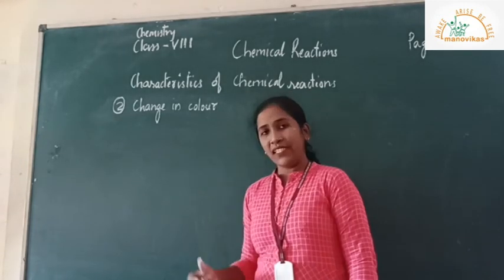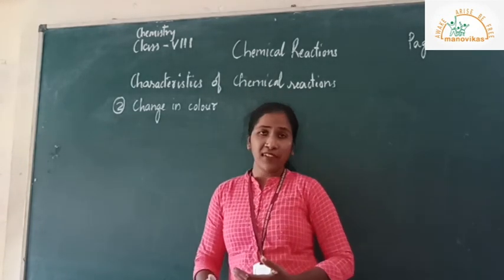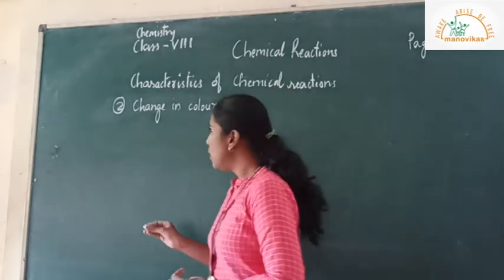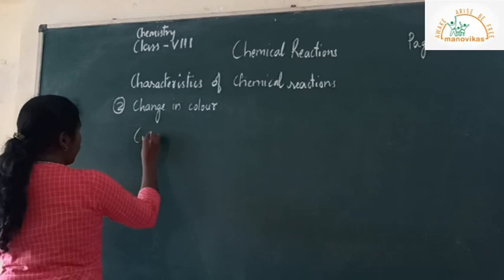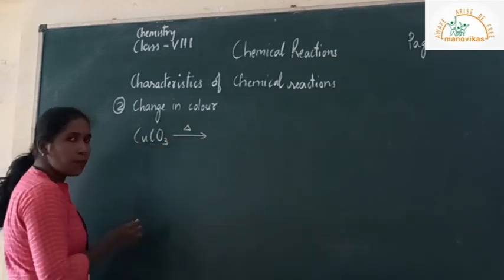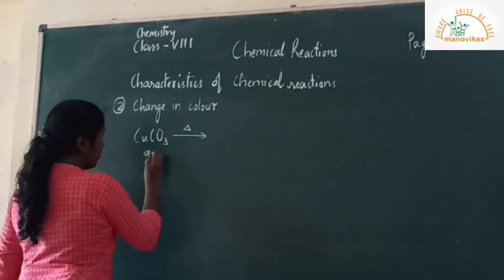Second one is change in color. In certain chemical reactions, it results in a change in color of the reactants. So let's take an example. We have copper carbonate. When copper carbonate is heated, now this copper carbonate is green in color.